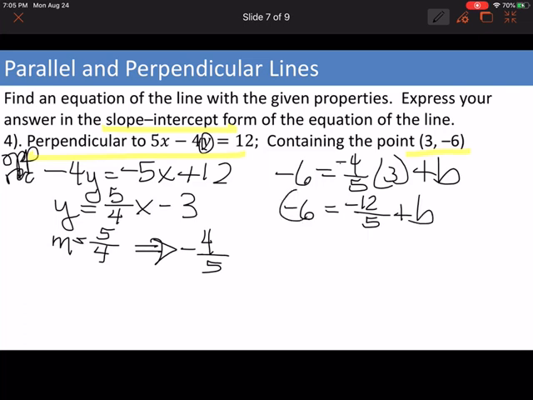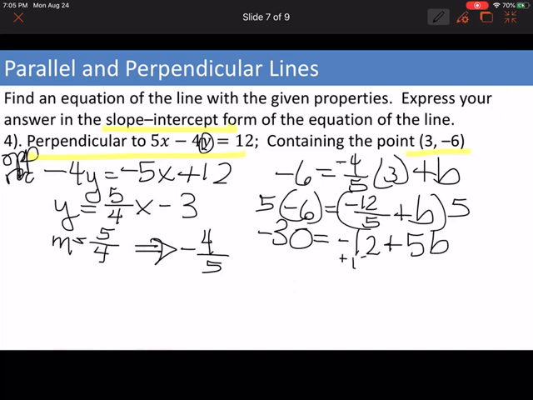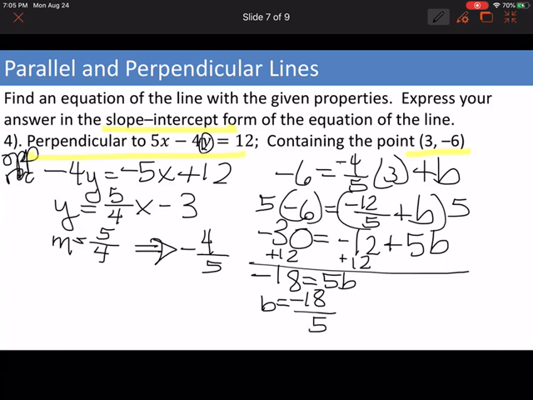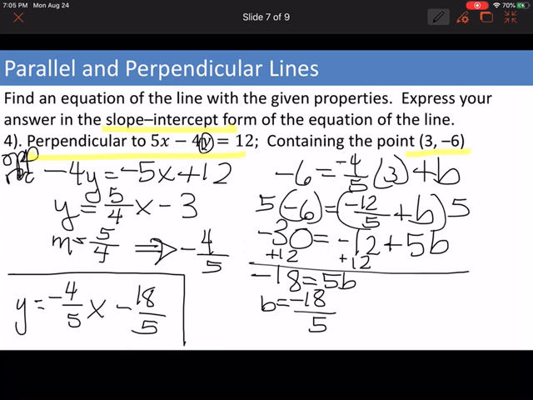I'm going to clear the fraction again, that 5. A little bit more complicated. Adding 12. Okay, that's going to be -18. If you needed a calculator, that's fine. Dividing by 5 here. Please don't write decimals. Leave it as a fraction. It is more accurate. So y equals -4/5 x minus 18/5. Okay.